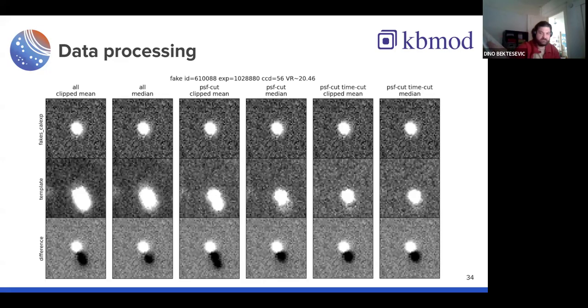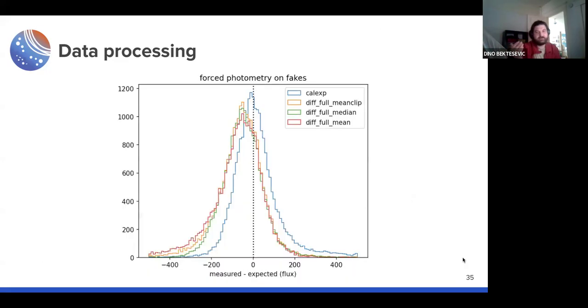So if you do force photometry measurements for a set of these, on the next slide, you can see which coaddition statistic works best for you, right? For us, the blue line here is the calibrated exposure measurement of the flux of these objects, of the fakes that we inserted, and you can see that if you just use all of the data and add them as a median, that's when we get the least tail end of the lost flux there in minus 200, the green line, right?